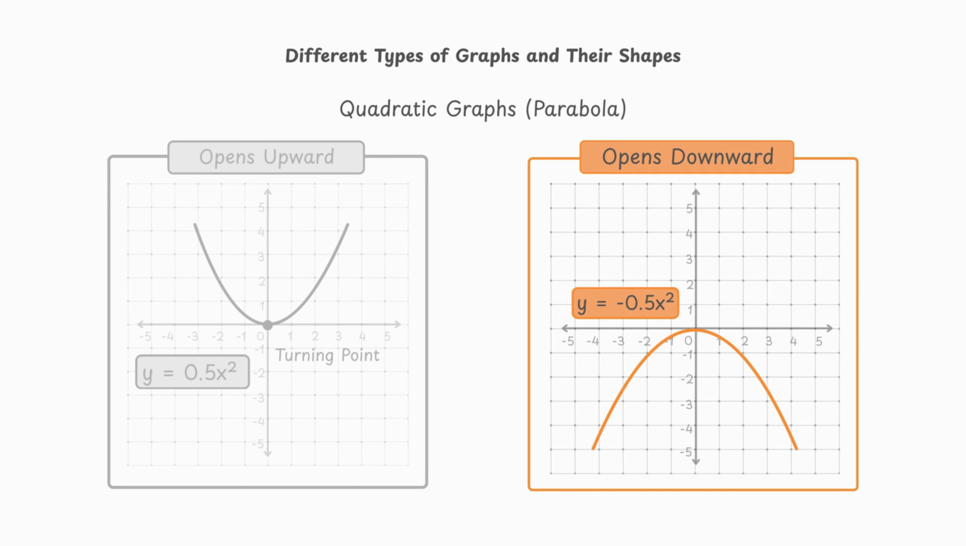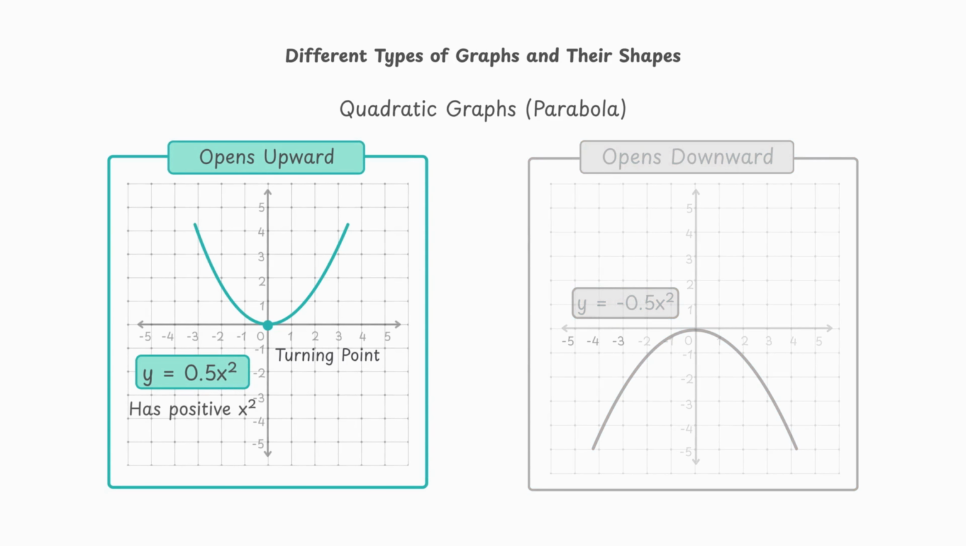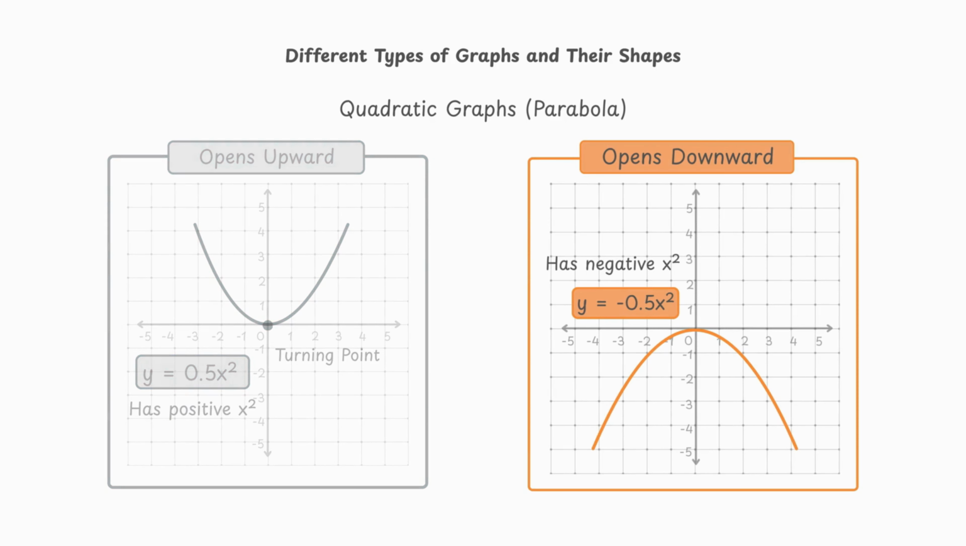When the coefficient is negative, the graph always opens downward. So the key idea to remember is this. Positive x squared gives an upward opening parabola. Negative x squared gives a downward opening parabola. By looking at the sign of the coefficient, you can quickly determine the shape of the graph.